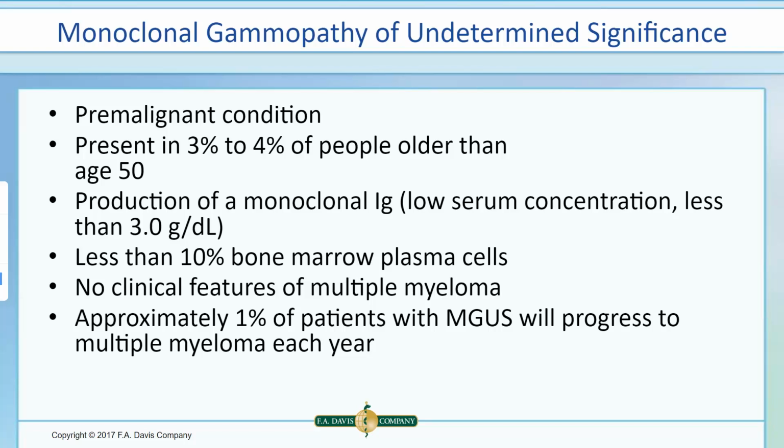Monoclonal gammopathy of undetermined significance. It's a premalignant condition present in 3 to 4% of people older than age 50. Production of monoclonal protein, low serum concentration less than 3 grams per deciliter, less than 10% bone marrow plasma cells, no clinical features of multiple myeloma. Approximately 1% of patients with MGUS will progress to multiple myeloma each year.